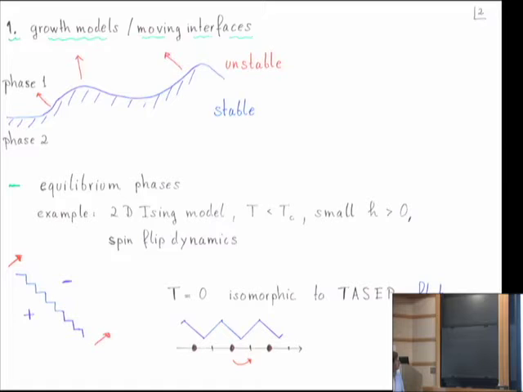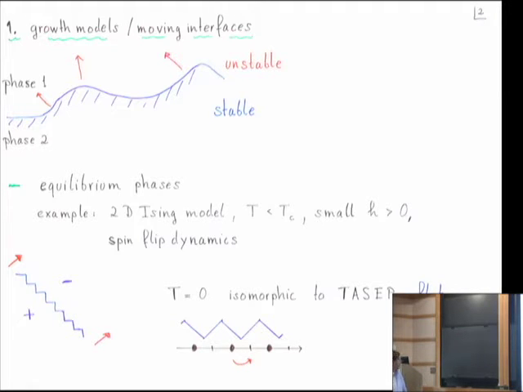This is the one which one understands to some extent best. That's the contact of two equilibrium phases, and the standard example is to look at the 2D Ising model at low temperatures with a small positive magnetic field. You do spin flip Glauber dynamics, and the positive field favors the plus phase.